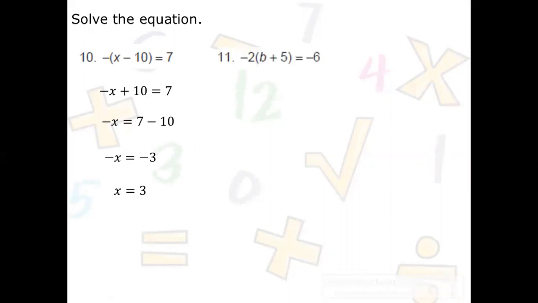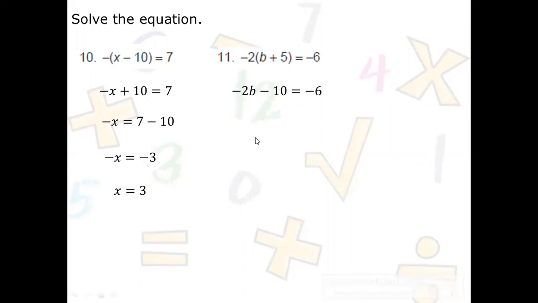Now again, it's the same kind of question. So now you know what to do better. What you have to do, multiply each of the terms inside the parentheses. So minus 2 multiplied by b will give you minus 2b. Minus 2 multiplied by positive 5 will give you a negative 10 equals negative 6.